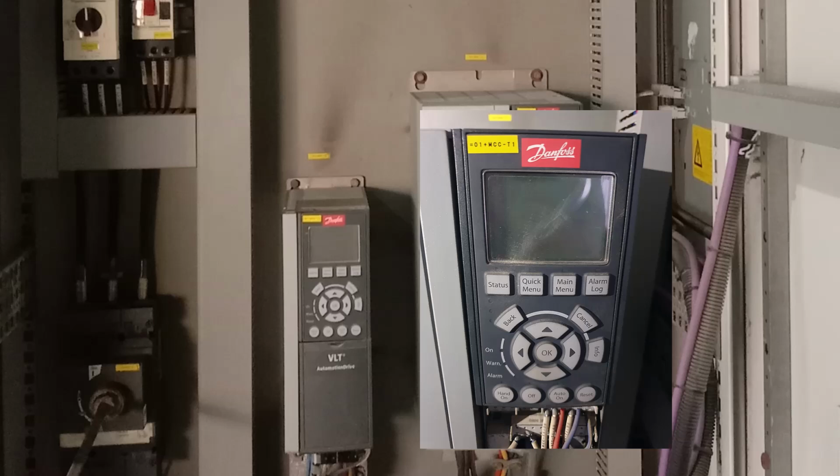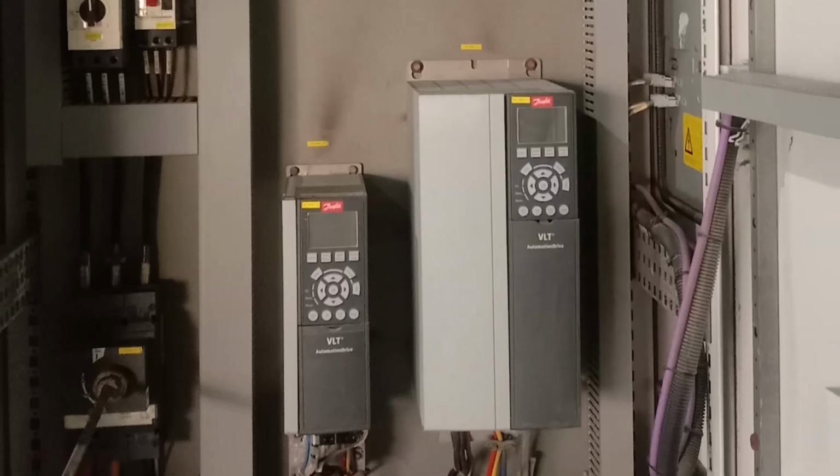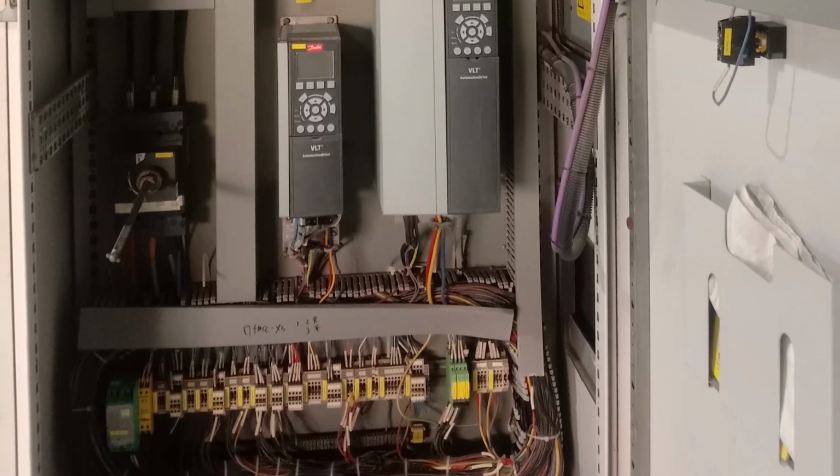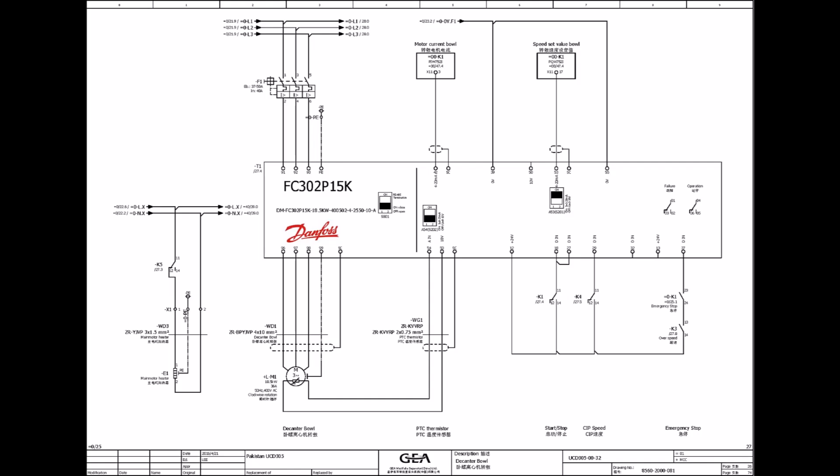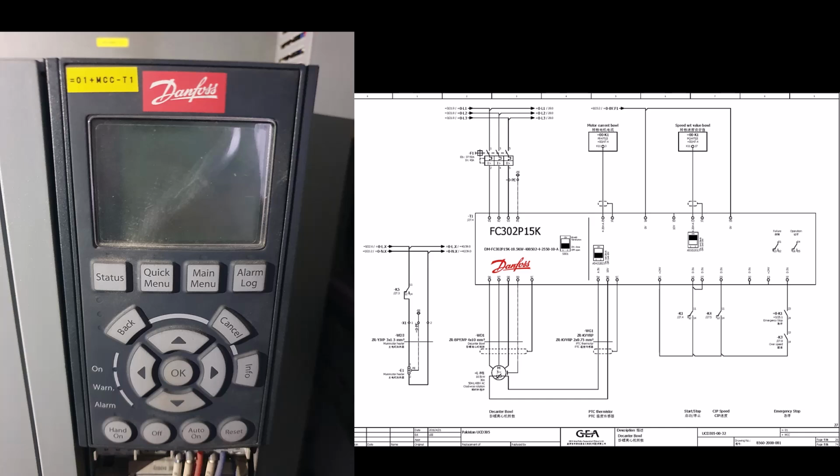However, a question arises. In the drawing it's tagged as T1, but in the panel it appears as 01 plus MCC-T1. Let me explain this tag to provide clarity from the drawing for better understanding. I've added the drawing and physical picture in the same frame to make it easier for you to follow along. In the drawing, it's labeled simply as T1, while in the picture, it's marked as 01 plus MCC-T1.